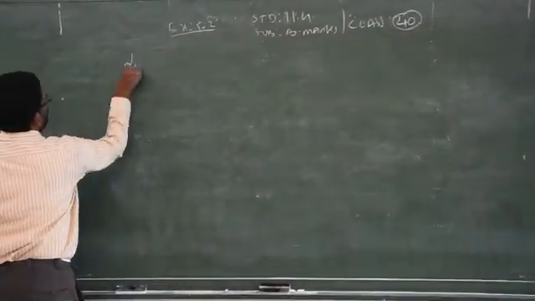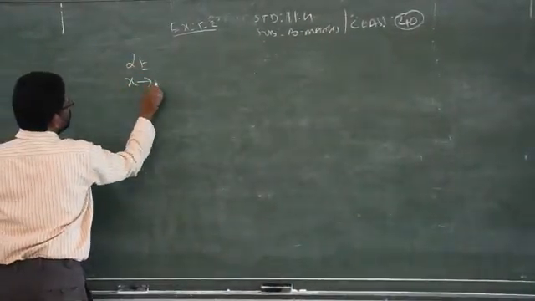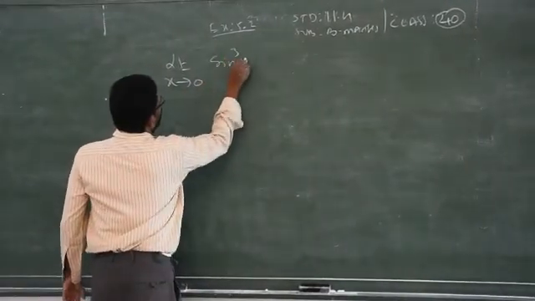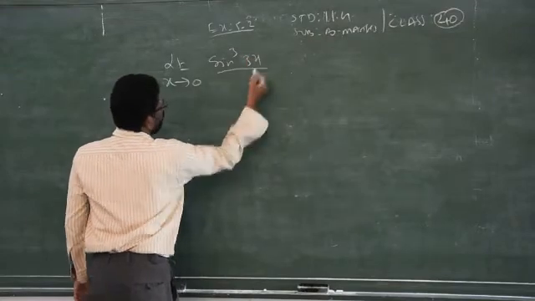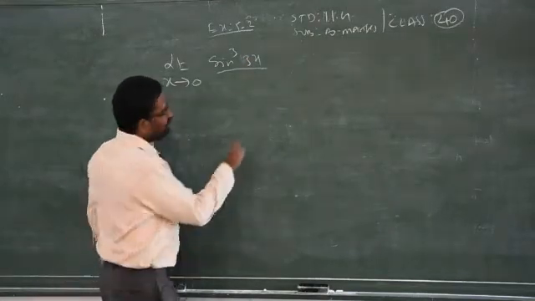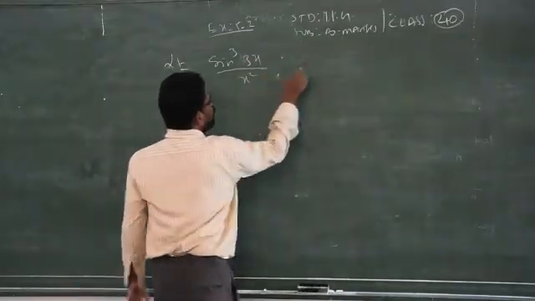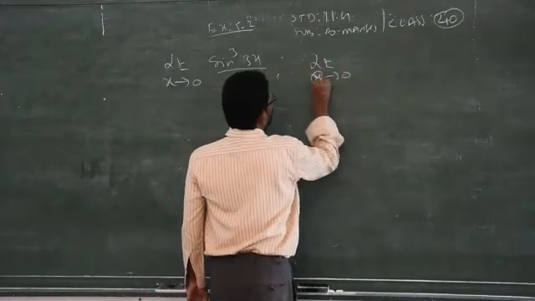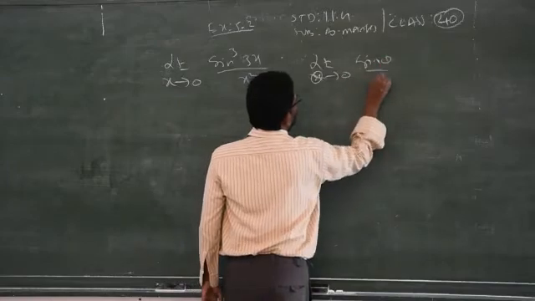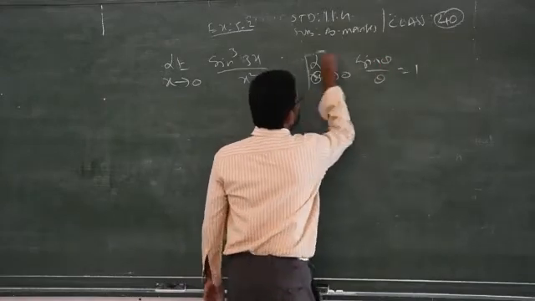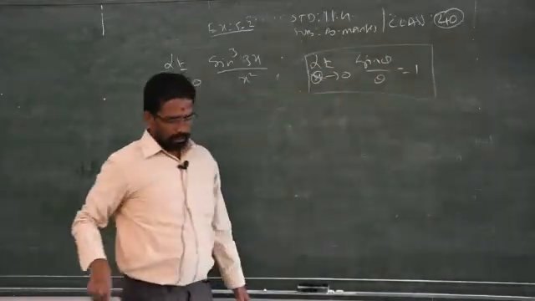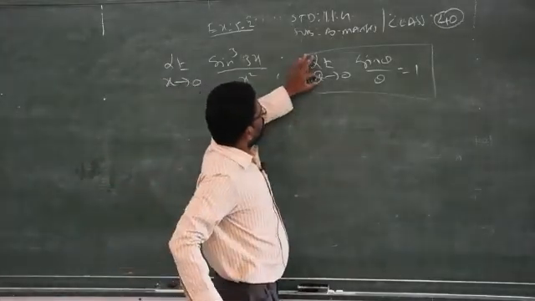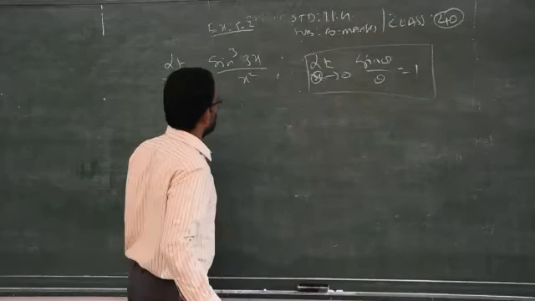The last one, limit x goes to 0, sine square 3x by x square. So we have one formula, limit theta goes to 0, sine theta by theta is equal to 1. So we have one standard limit. I told you already some formulas are there, isn't it? Some standard limits, theta goes to 0, sine theta by theta is equal to 1.